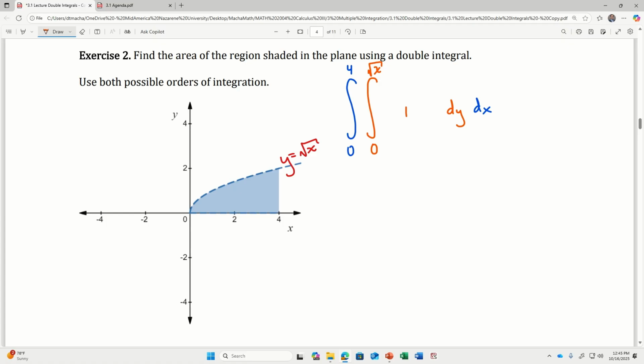If you said the bounds of your y variable went from 0 to 2, you would be wrong, because that would give you a rectangle, right? The upper bound of y is not a constant. It depends on what value of x you have. So the upper bound of y needs to be a function of x. It needs to be that square root curve.